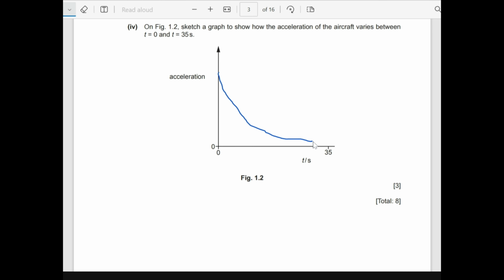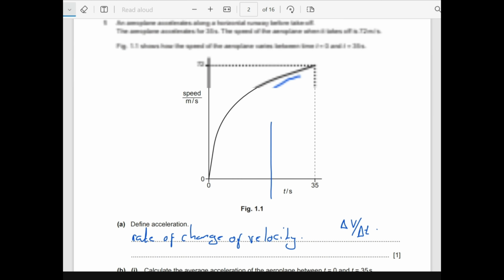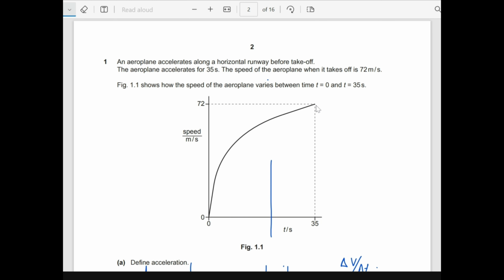So it's a curve. But this curve must not reach zero because on the diagram above, it's not being shown that the acceleration was zero, but it was approaching zero before. And also, we can note that it was approaching zero, but just at 35, right?